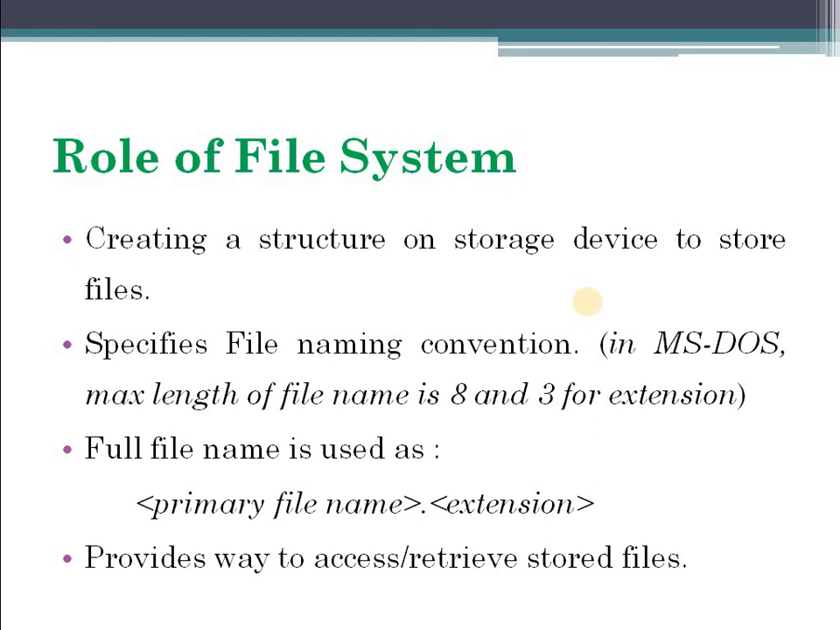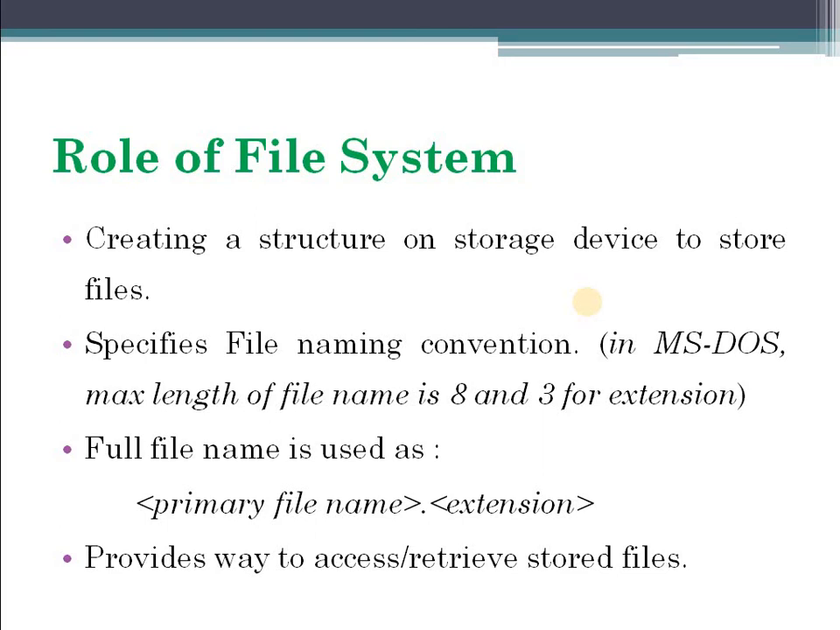Now, role of file system. Creating structure on the storage device to store the files. So the file system is there to create a structure so that we can store the files inside the computer, inside the storage devices. It specifies the file name convention: what should be the maximum length of the file name, which characters you may use in the file name, which you may not, and what will be the length of the extension. All these things are defined by the file system.